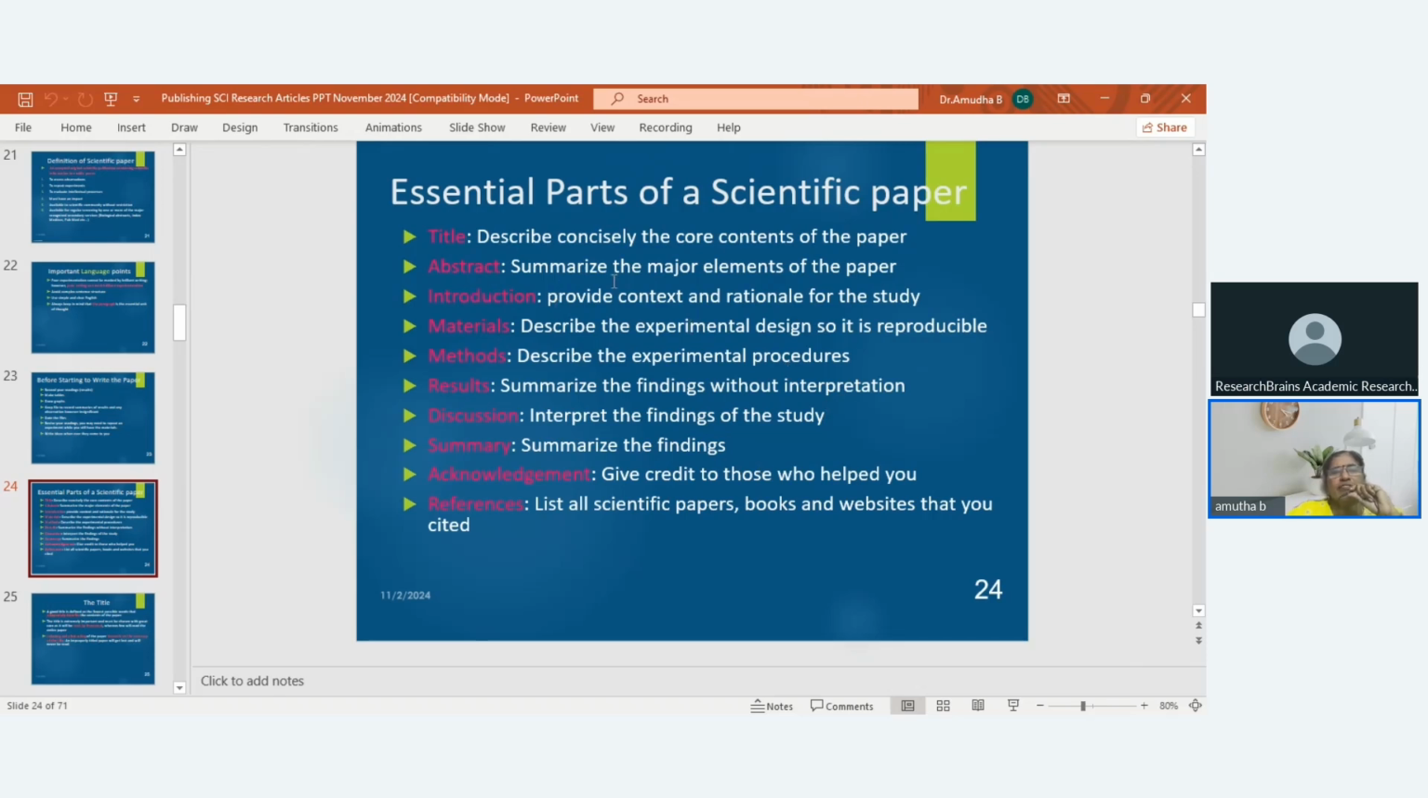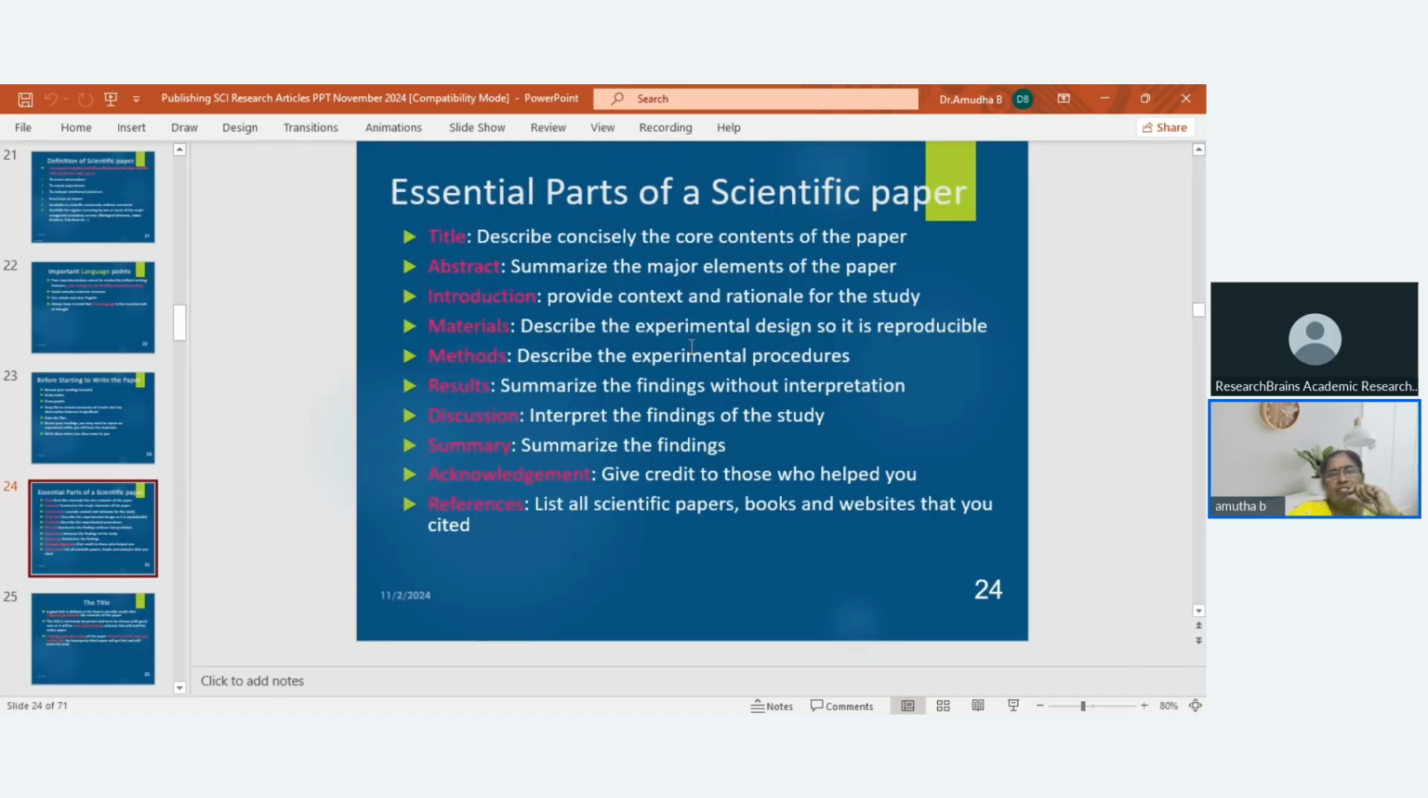So, the abstract of the paper must be 250 to 300 words. It must summarize the major elements of the paper. The introduction must give the rationale for the study. What is the context, and what are the technologies we are using inside the paper? For that also we have to provide the introduction.